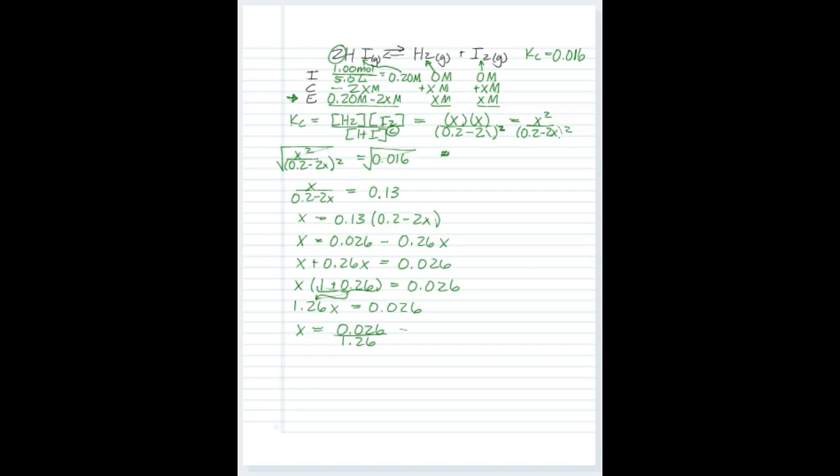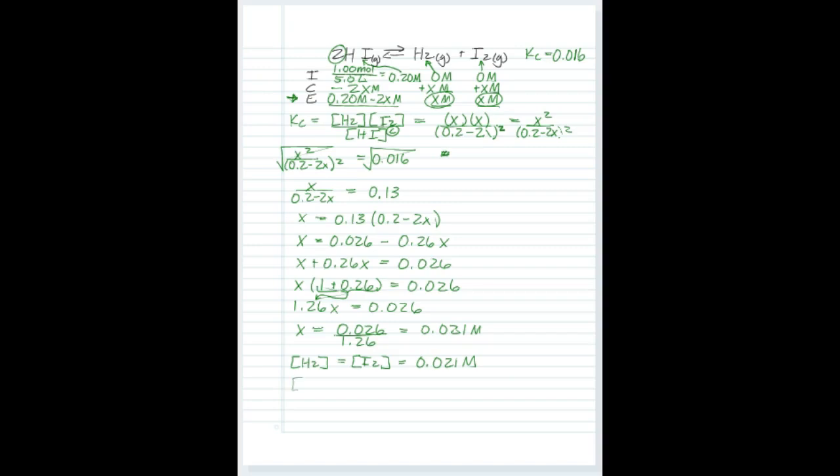And I end up with 0.021. And the units on that are molar, because X stands for concentration of specifically H2 and I2. So we know that H2 equals I2, which equals 0.021 molar. So we've gotten that part of the equilibrium concentration, or composition, I should say.